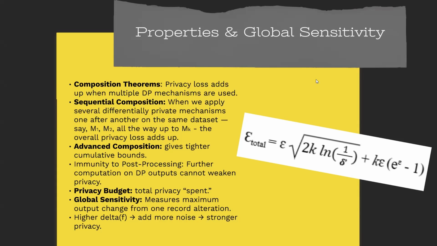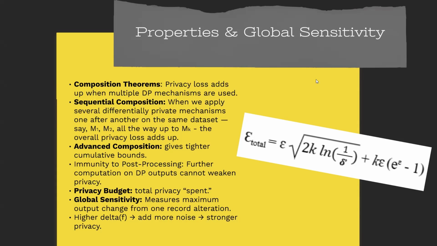In other words, if each mechanism provides epsilon_i and delta_i differential privacy, then the combined result provides epsilon_total and delta_total differential privacy, where epsilon_total and delta_total will be the summations of their individual values. This means that every time we release a new result from the same dataset, we are consuming part of the privacy budget. So we must track it very carefully.